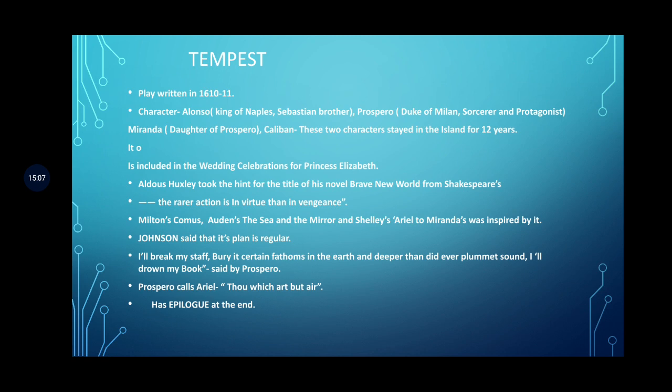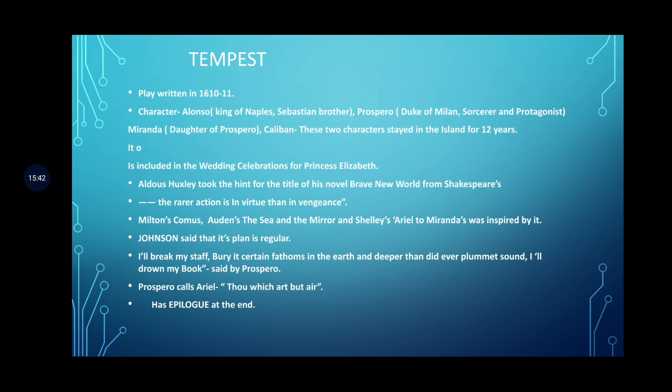The Tempest. This is written from 1610 to 11. We have the character Alonso, who is the king of Naples, and he is Sebastian's brother. We have Prospero, Duke of Milan, Miranda, daughter of Prospero, Caliban. These characters stay on the island for 12 years. It was included in the wedding celebration for Princess Elizabeth.